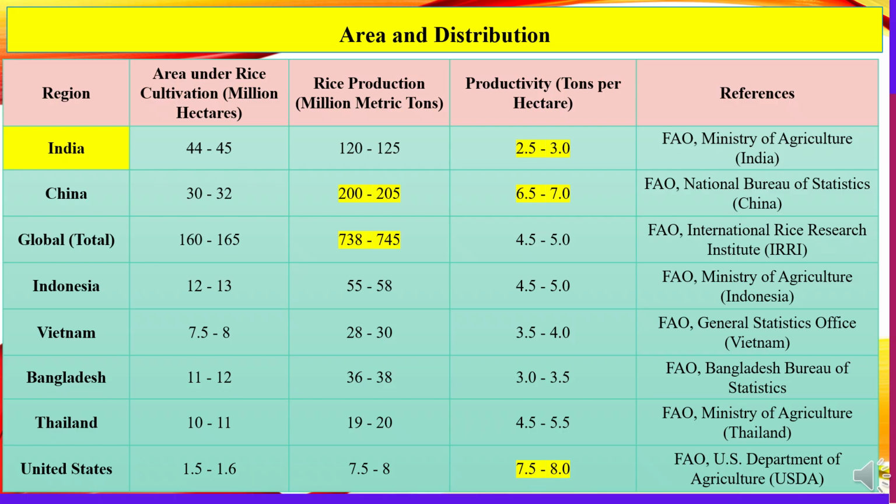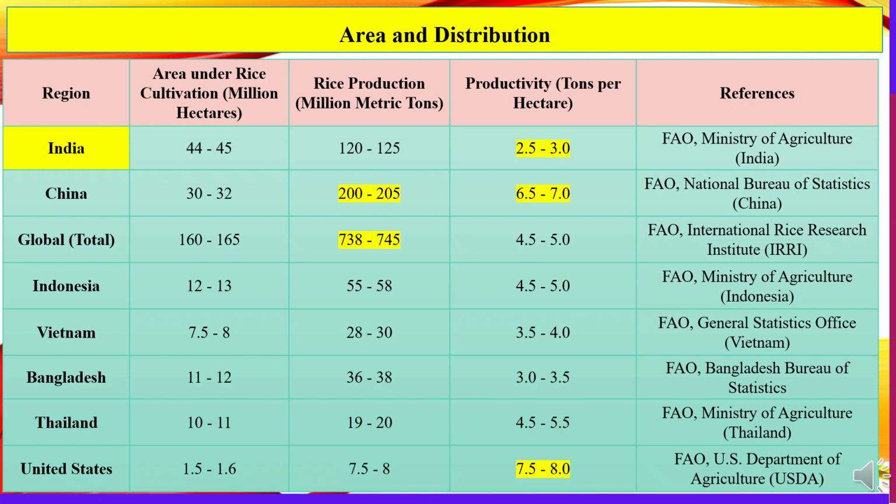India has the largest cultivation area, 44 to 45 million hectares, but relatively low productivity, 2.5 to 3.0 tons per hectare. China grows rice on 30 to 32 million hectares but has high productivity, 6.5 to 7.0 tons per hectare, producing 200 to 205 million metric tons. Global total rice production is 738 to 745 million metric tons from 160 to 165 million hectares, with average productivity of 4.5 to 5.0 tons per hectare.